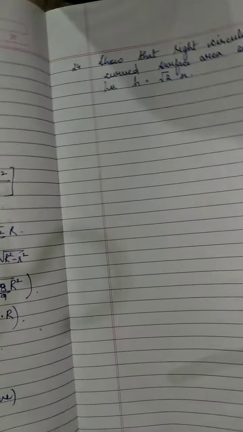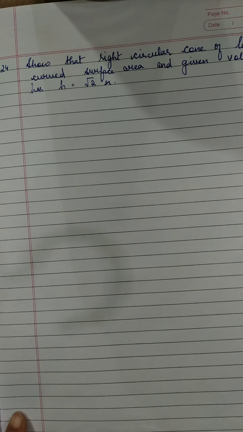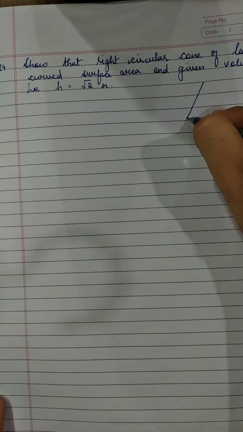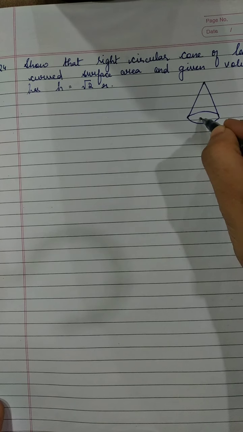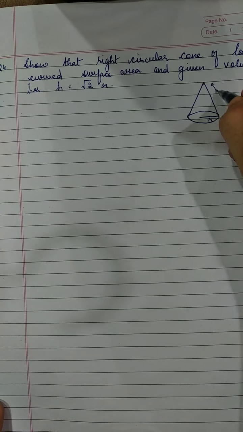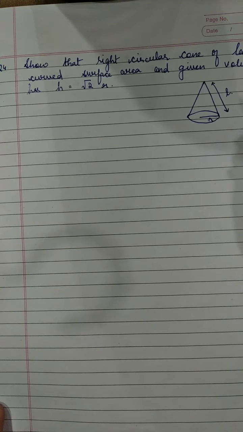We begin with question number 24. In question number 24, remember, we have to show that the right circular cone of least curved surface area and given volume has an altitude equal to root 2 times the radius of the base, right? The right circular cone of least, this is a right circular cone. This is the radius. Remember, this is the slant height, okay?